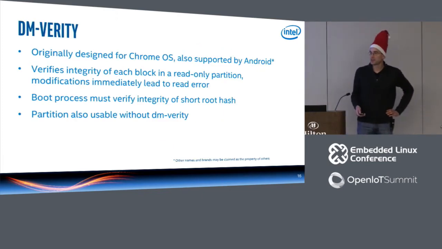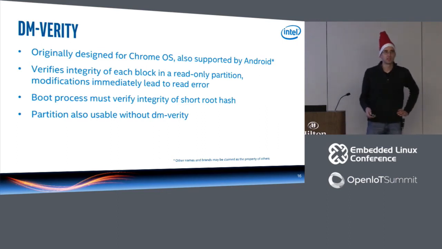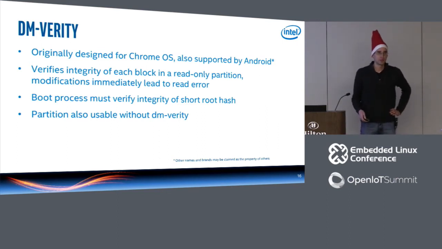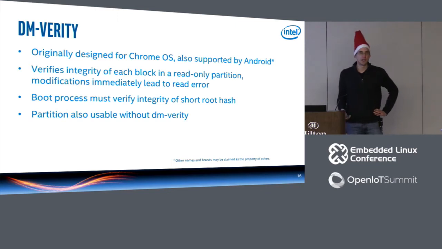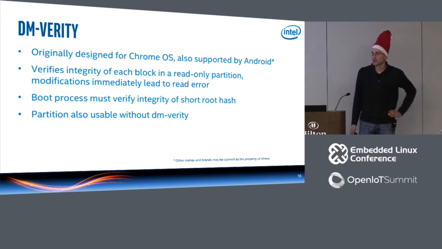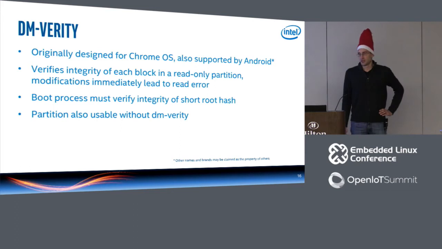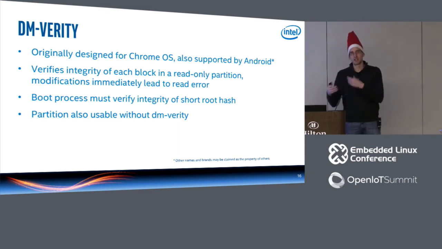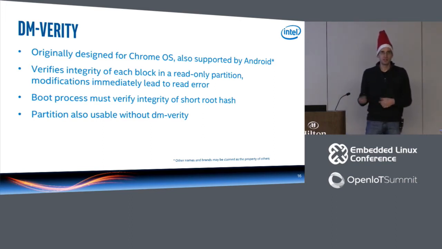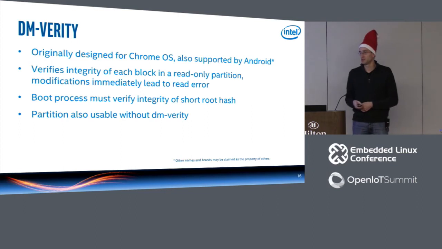So the third one, dm-verity, has a different characteristic. Both whole disk encryption and IMA allow you to write and modify files in your partition. dm-verity doesn't, and it takes advantage of that by taking hashes basically of the data blocks in your partition. It's hierarchical, so you hash some blocks, you hash the hashes, and so on until you arrive at a very short root hash, which is the key to unlocking the protection of the partition.